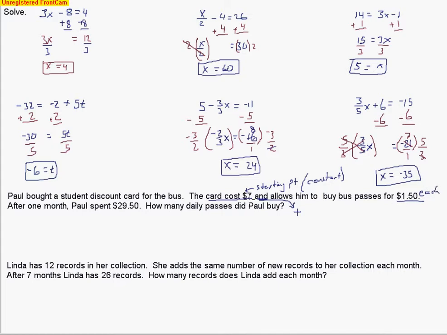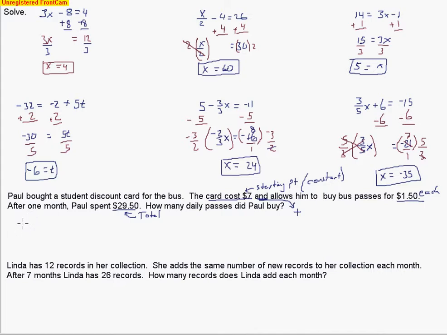So if he spends $7, he gets a discount from the bus, which is now only $1.50 as opposed to whatever else the bus would have charged. So after 1 month, Paul spent $29.50. This is a total. This is what it equals. And so let's go ahead and try to set up an equation. I'll just try to write it out first.